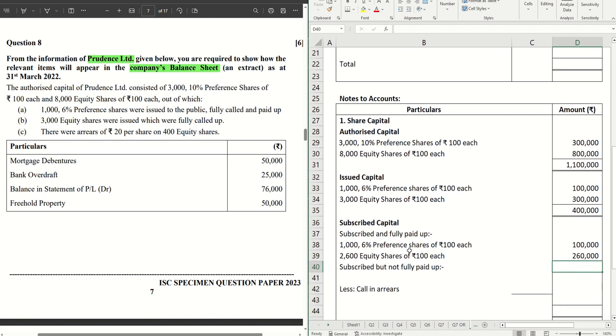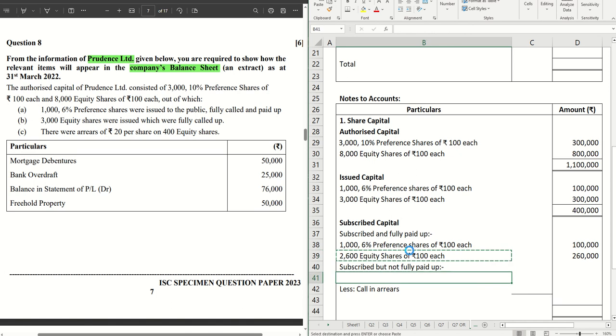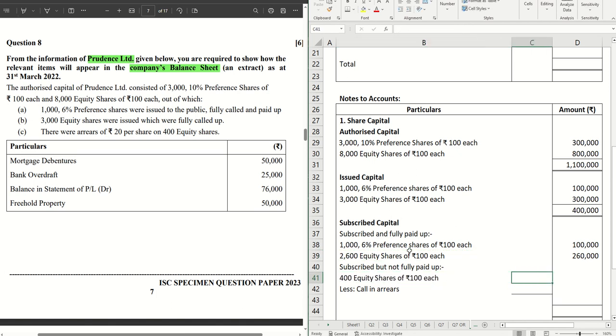All right. Now coming to the subscribed but not fully paid. So we have 400 equity shares here of rupees 100 each. First we mention how many shares are there, which comes to 40,000. Then we have calls in arrears, and on these we haven't received 20 per share, which are still outstanding. So which is 8,000. So we mention that, we subtract that here, and then the final amount after subtraction we write here.